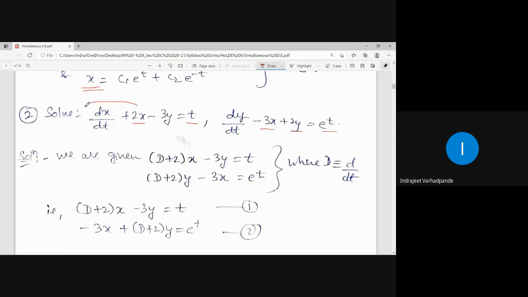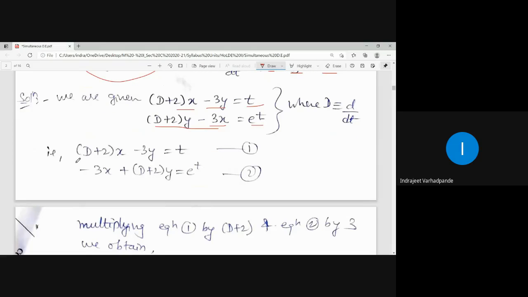Now collect the terms. We represent d by dt. Capital D is representing d by dt. So it is (D + 2)x − 3y = t. −3x will be written below x. (D + 2)y = e^t. So the first equation is (D + 2)x − 3y = t. Second: −3x + (D + 2)y = e^(−t).